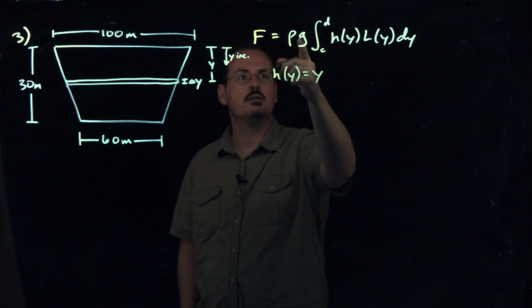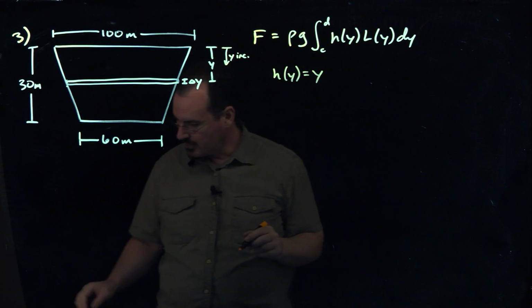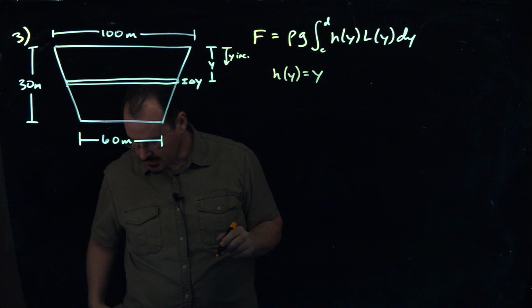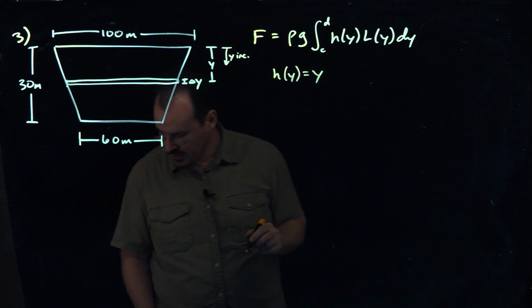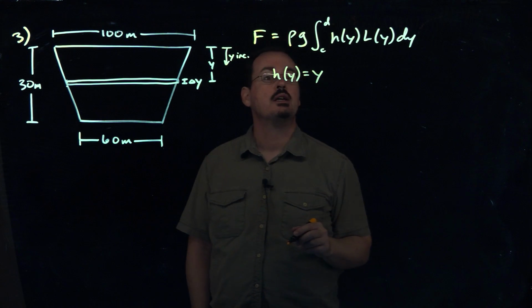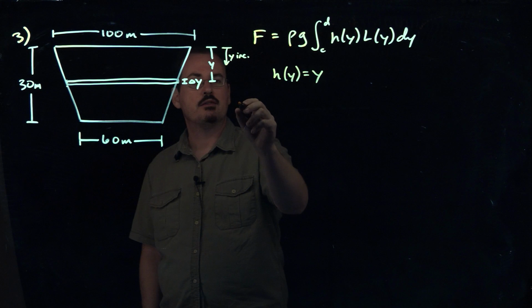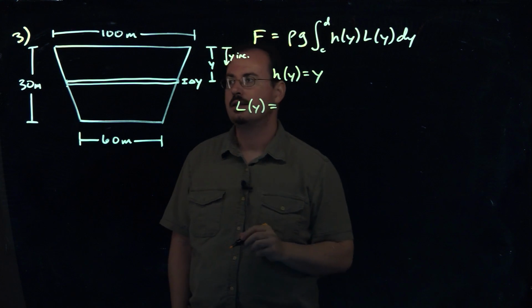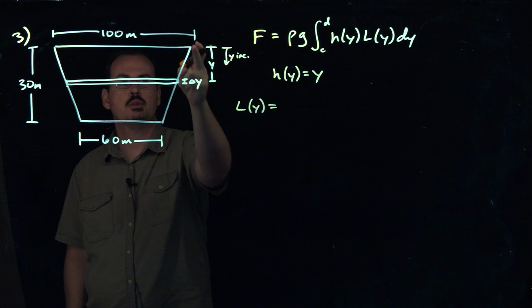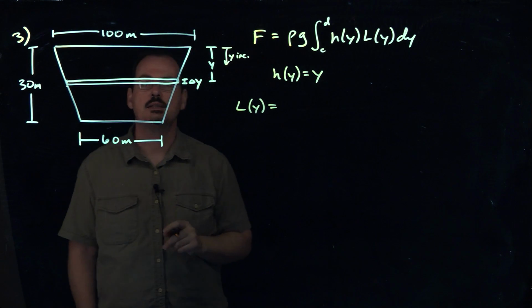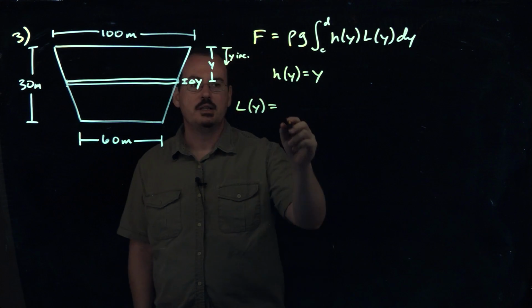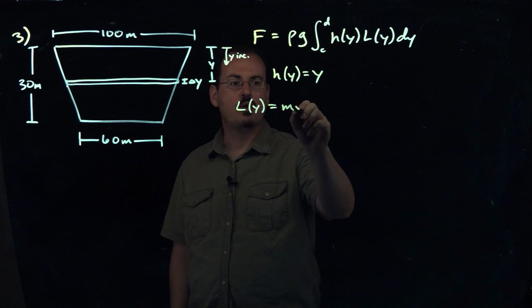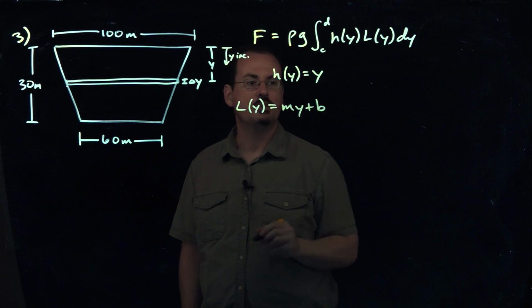And we've got rho and g from the problem, 1,000 kilograms per cubic meter, 9.8 meters per second squared. So L of y is what we have left to do. Let's find that. Since we know that this dam has straight sides, L of y is going to be a linear function. So I can say it's my plus b.